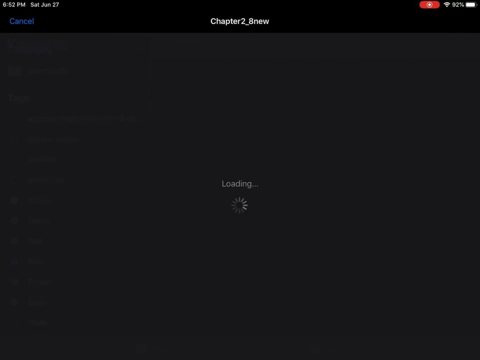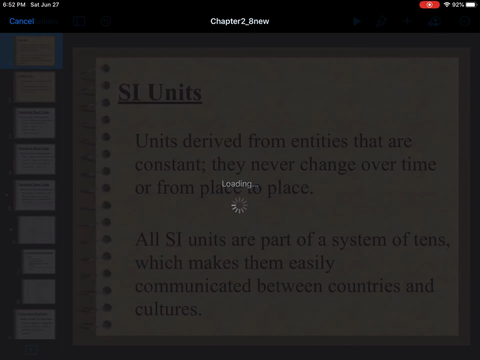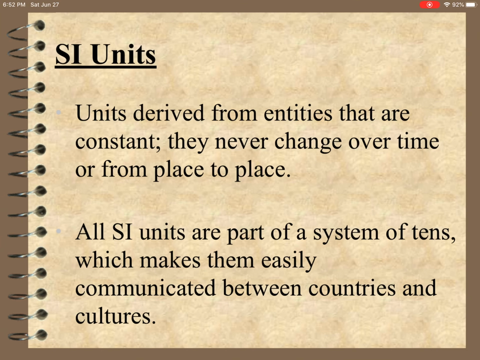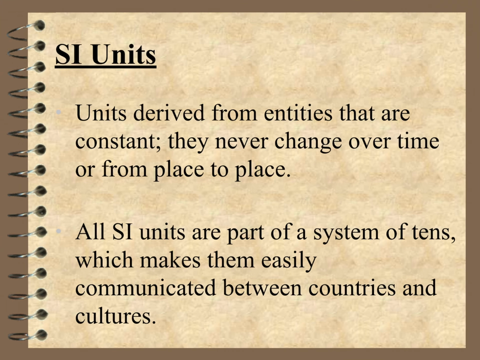Some stuff about the System International. See what they have to say here. SI units derived from entities that are constant. They never change over time from place to place. Okay, SI stands for System International, and because it was constructed, first put together in France in 1860. And scientists got together and said, look, there are a lot of different measurement systems. We have to come up with a standardized system that allows us to share data from country to country and scientist to scientist, lab to lab.